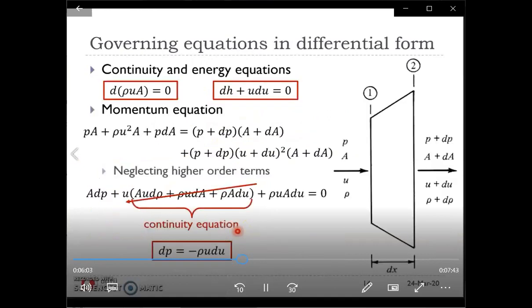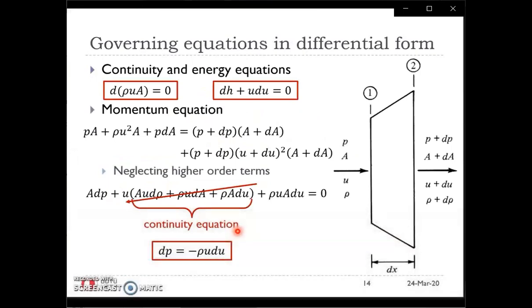Now we apply a similar control volume analysis to an infinitesimal section of the duct where we have area change. We have station 1 and 2, and now the length is dx. We have incoming flow properties and outgoing flow properties, and the changes are infinitesimal in all flow parameters. If we write the continuity equation, it says the differential of ρuA must be equal to 0. And in terms of energy, we have dh plus u du equal to 0.